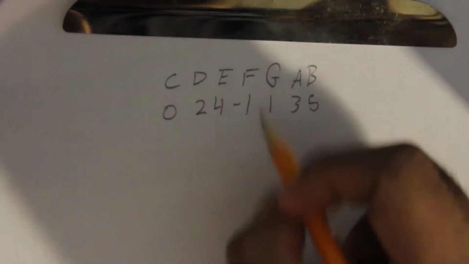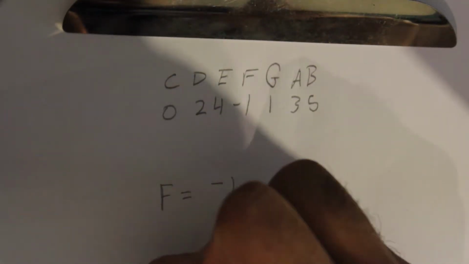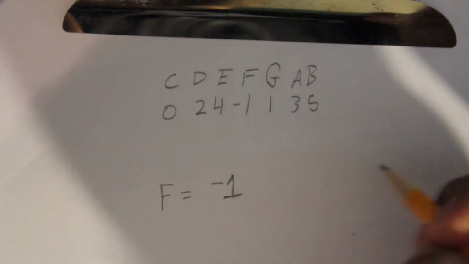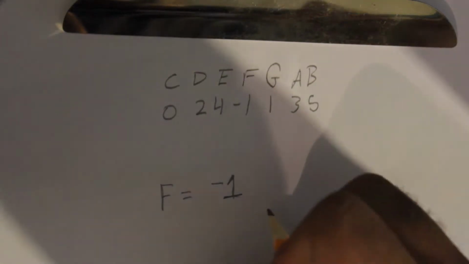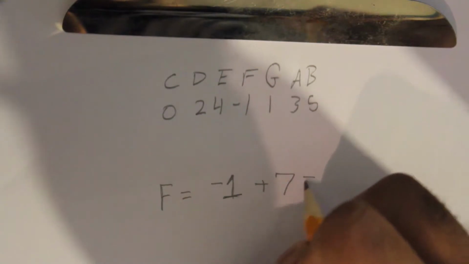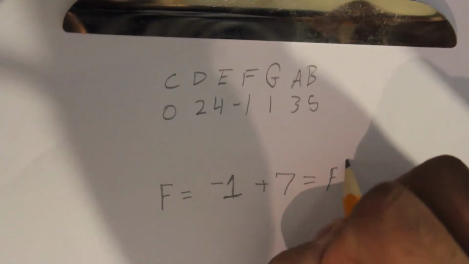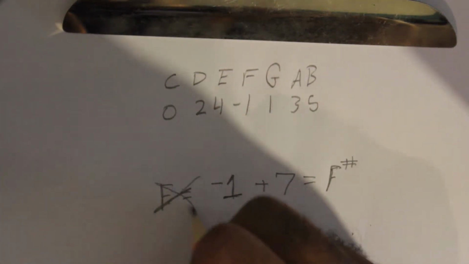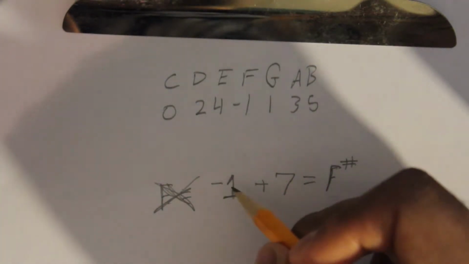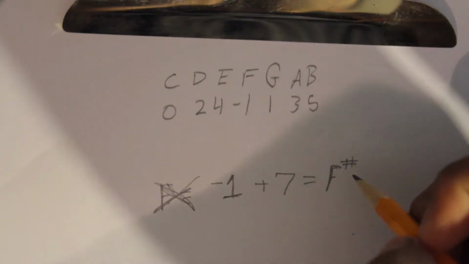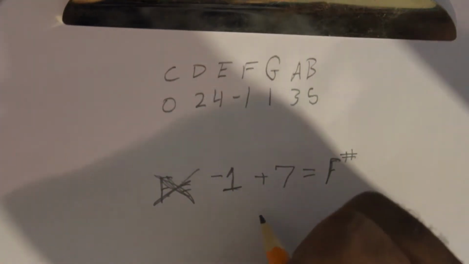So, like I said, let's go with F. F major equals -1. Alright. And since we already have flats, we need sharps. So +7, okay, equals F sharp. So let's take out this side, because we know F equals -1, alright? So this is F major right here. +7 equals F sharp. If you know math, you already know the answer.